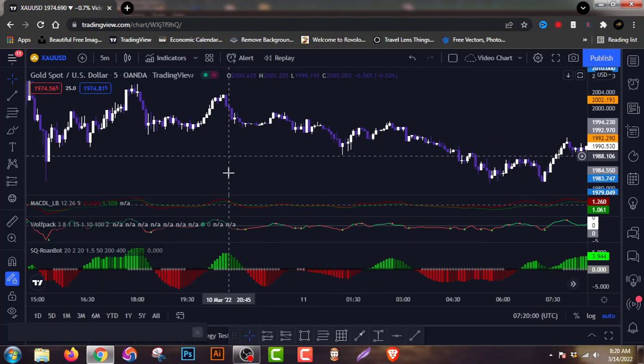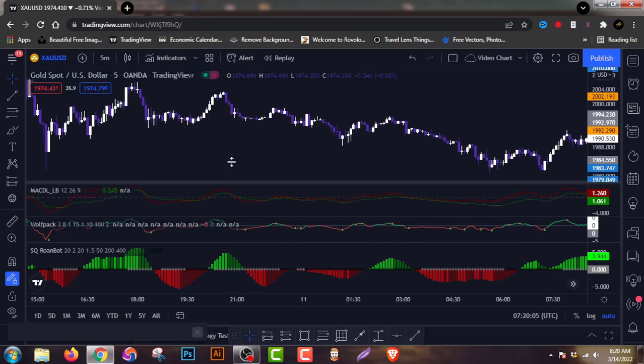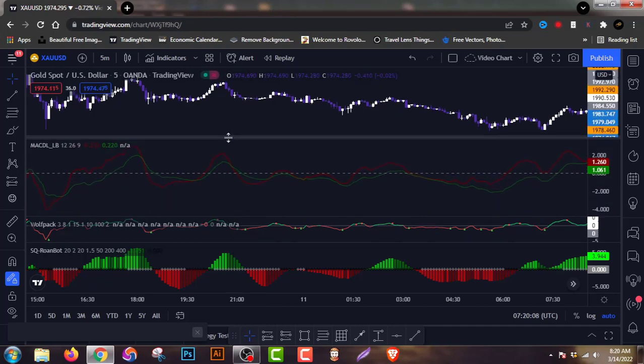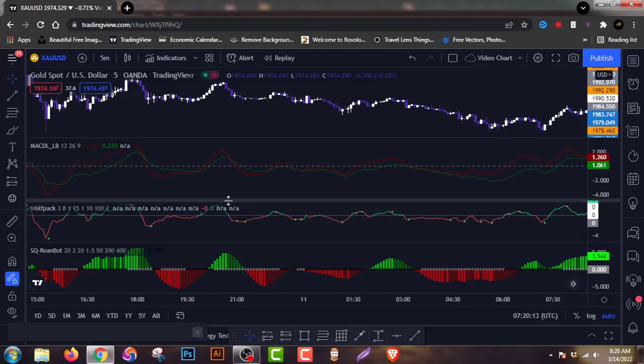We want the green over the red. As you can see, let me increase that, so that you can see it clearly. I will increase the Wolfpack so that you can see it clearly. I'm sure you can see it clearly now.